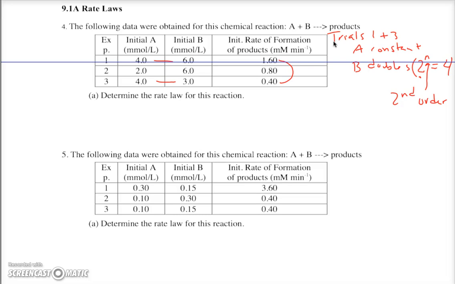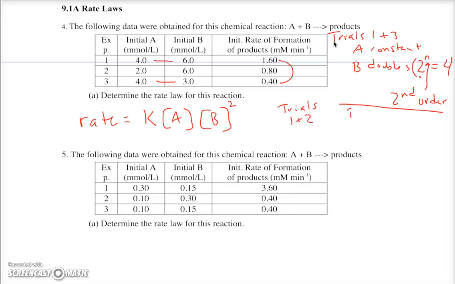Okay? So from that, we start with our generic equation. Rate is equal to K times the concentration of A times the concentration of B. We just saw that by doubling B, the reaction rate quadruples. So the order of 2 is the exponent on the B. But now we have to take a look at 2 more trials where B is constant. That would be trials 1 and 2, where B is constant.